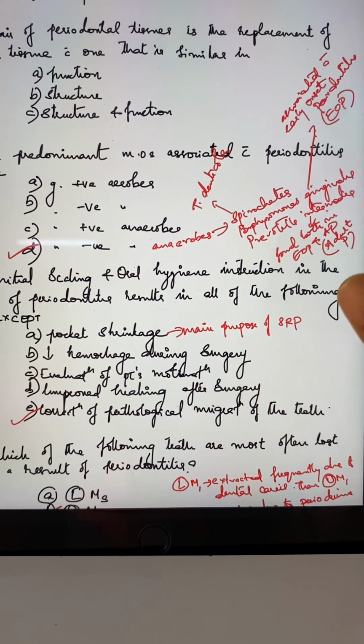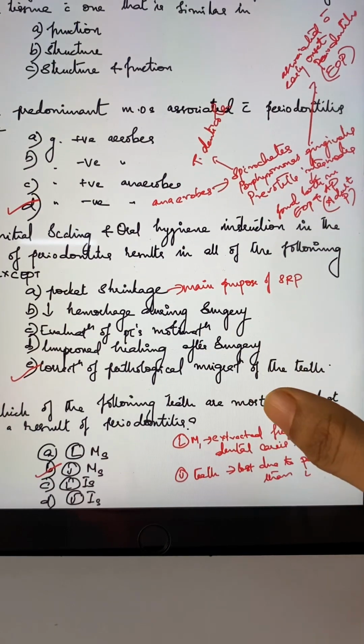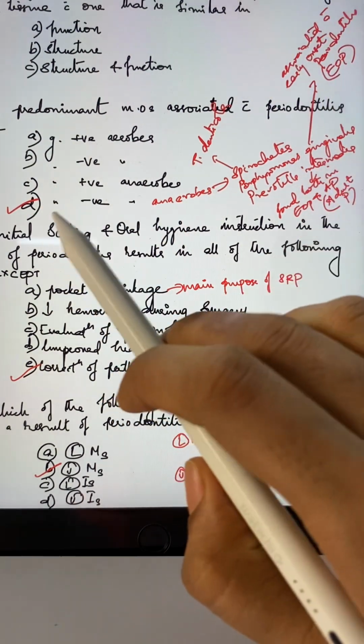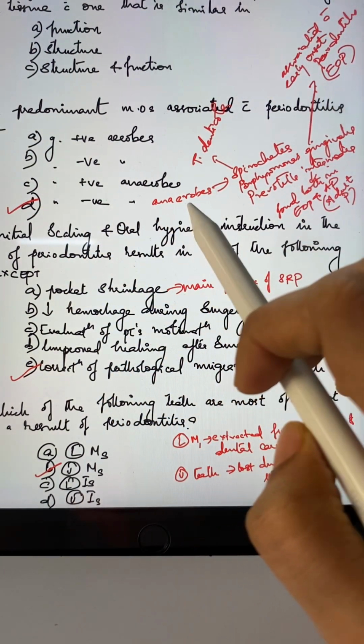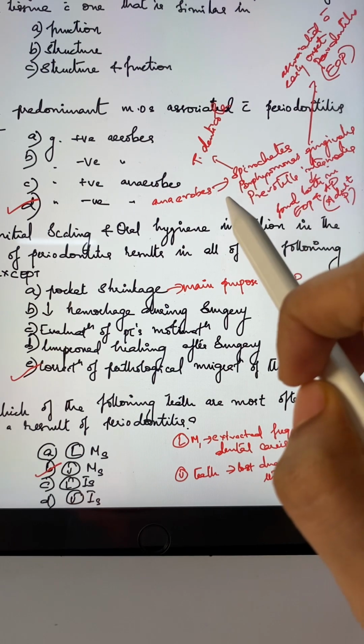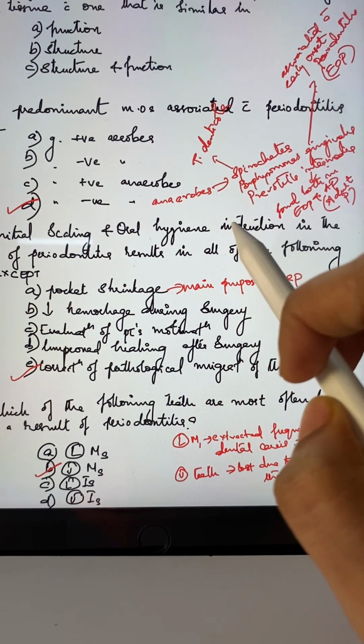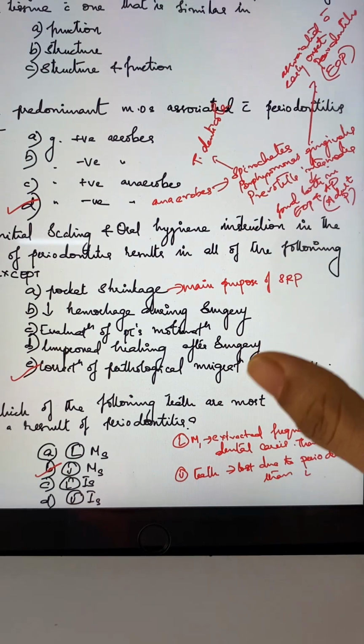Then the other question is, the predominant microorganisms associated with periodontitis, which we just discussed now. It's gram negative anaerobes like spirochetes, P. gingivalis, Prevotella intermedia. These all are the gram negative organisms.